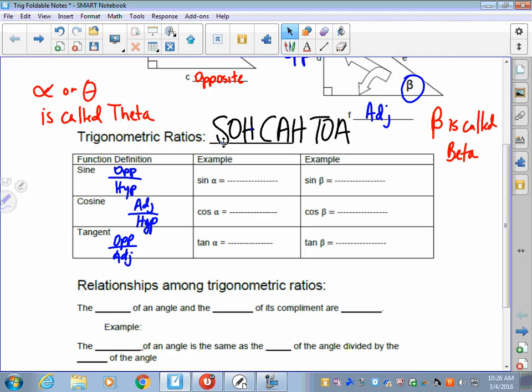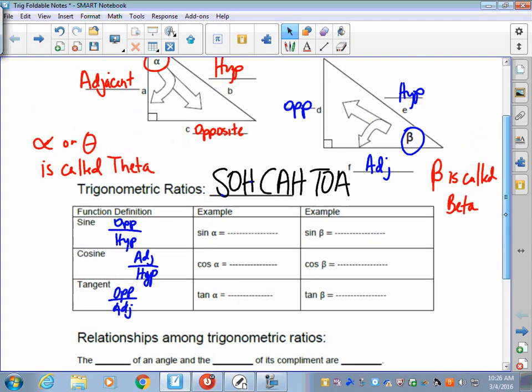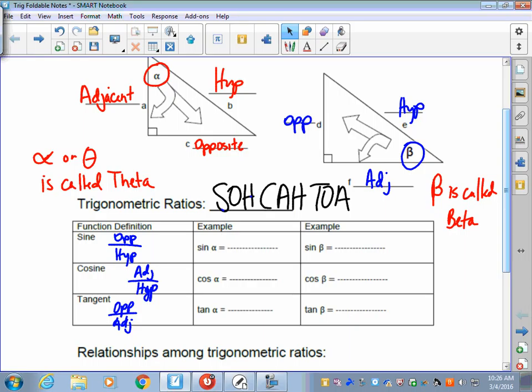All right, so what we're going to make sure you can do right now is write the ratio, understand how to use your calculator in relationship to the ratio. So if I'm looking back to our example, theta, if I do sine of theta, that's going to be C over B, right? That ratio. You write it as a fraction, okay? You write your ratio as a fraction.